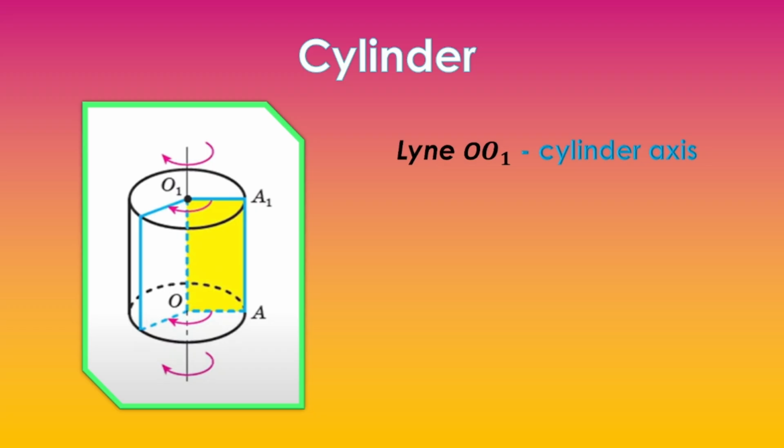The bases of a cylinder are two equal circles located in parallel planes and are parts of a geometric body bounded by a cylindrical surface and these planes. So OA and O1A1 are base radii.